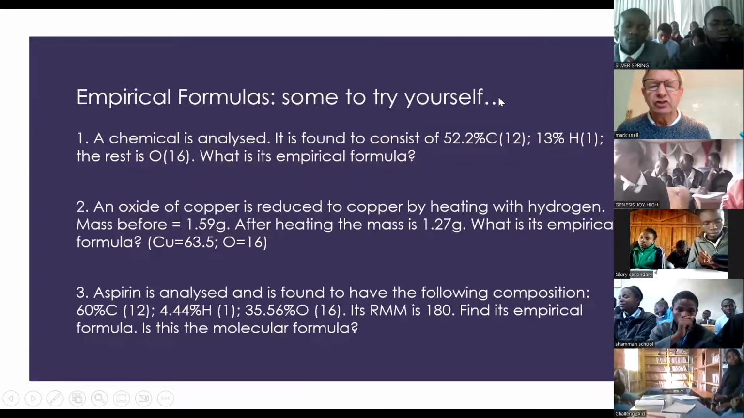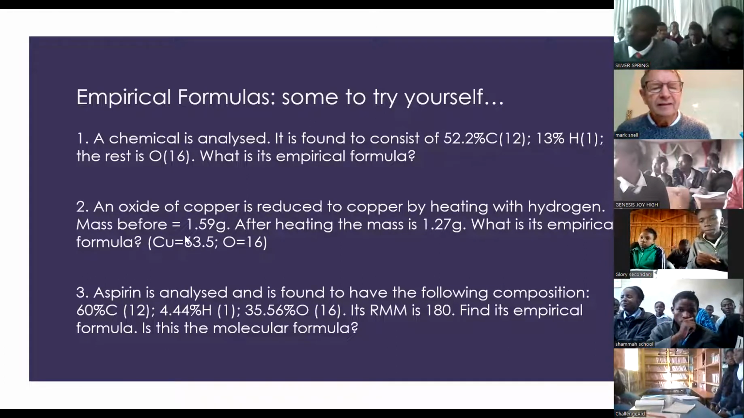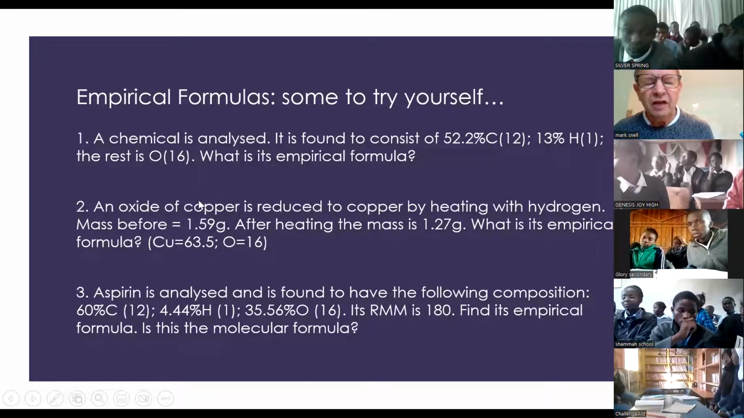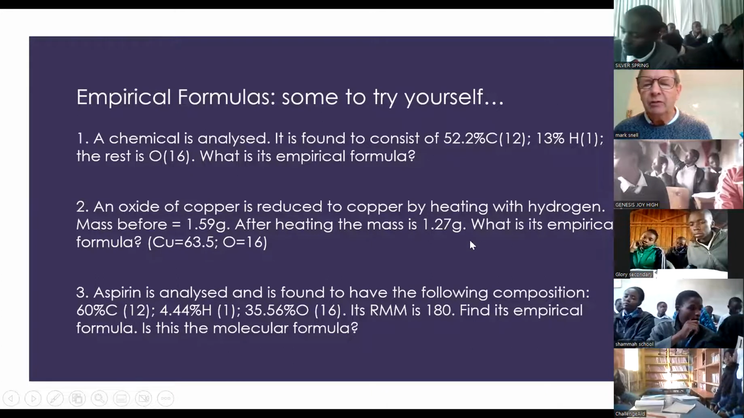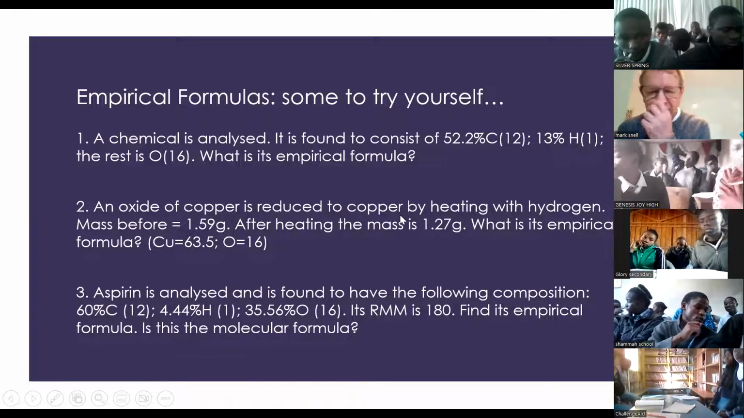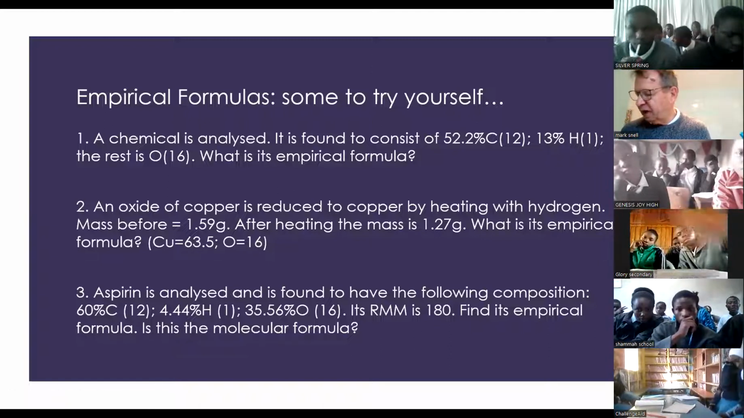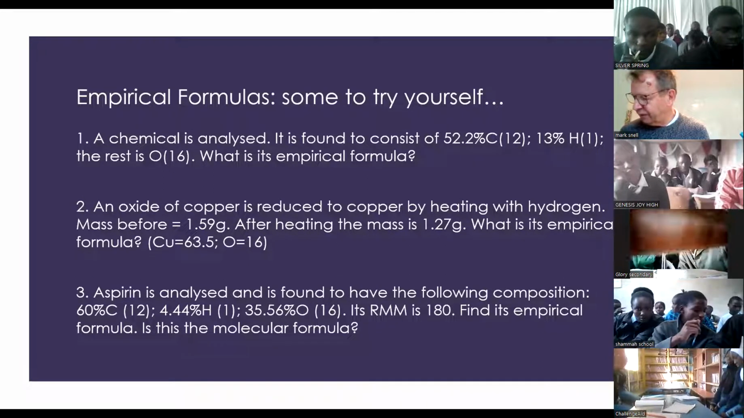In the second question, it has an oxide of copper, and it tells you that it was reduced. So we start with 1.59 grams of copper oxide, and it goes down to 1.27, which is the copper. That means the difference is the oxygen. So 1.59 is the mass of the whole compound. That's very important.